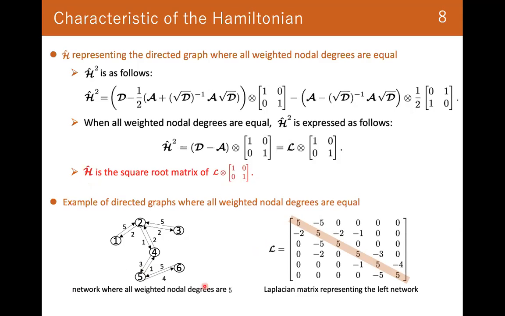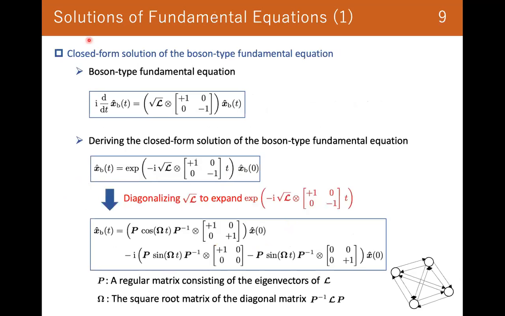All diagonal components of L are 5 because all weighted nodal degrees are 5. Next, I will derive the closed form solution of the Boson-type fundamental equation. The Boson-type fundamental equation is this equation. I'd like to derive the closed form solution of the Boson-type fundamental equation.